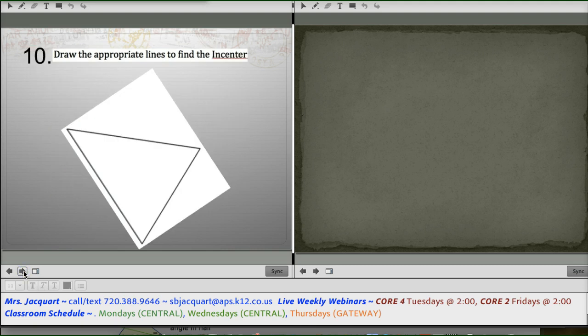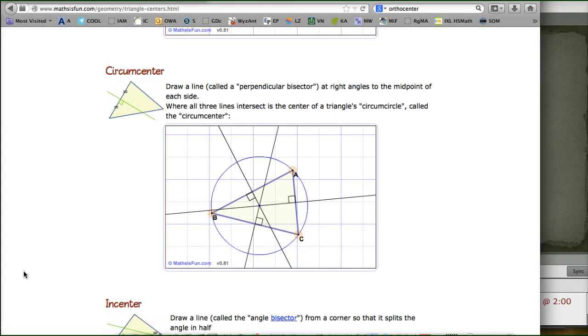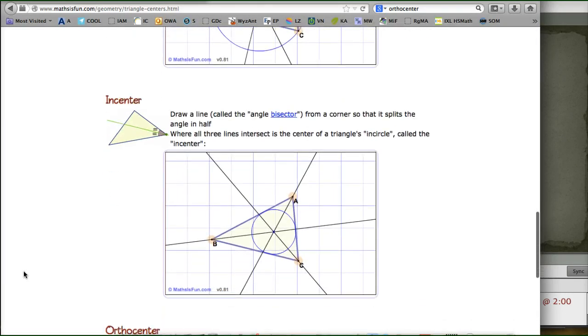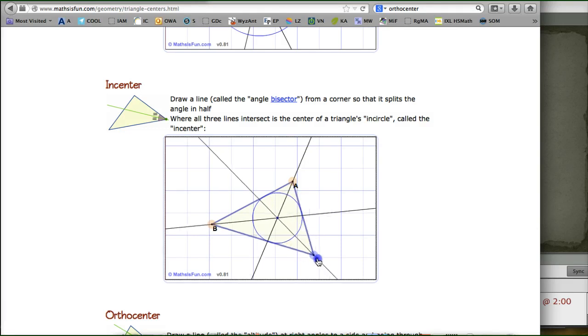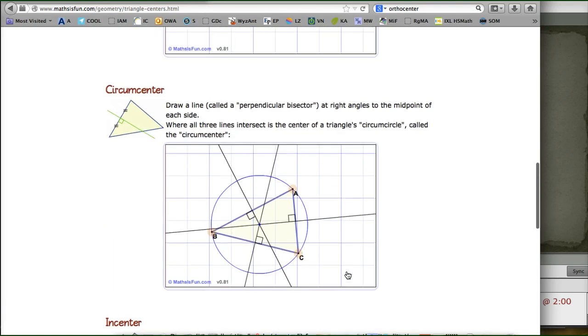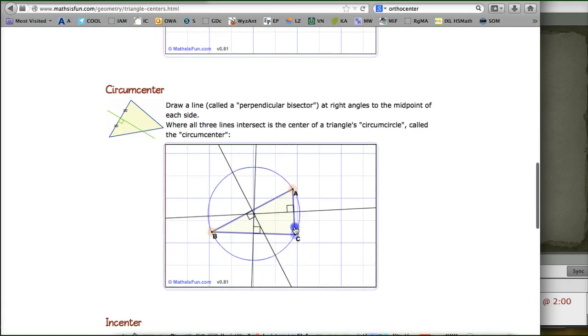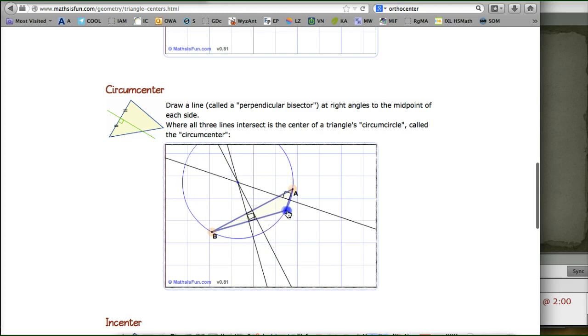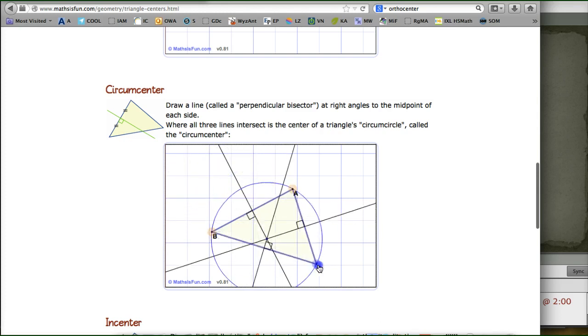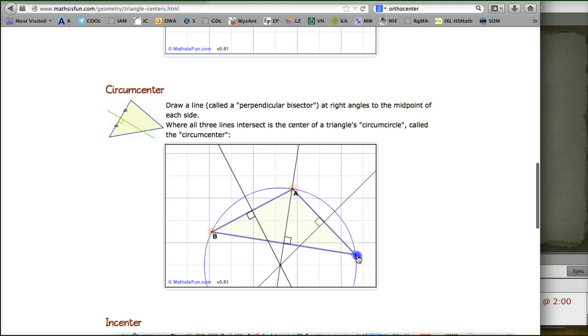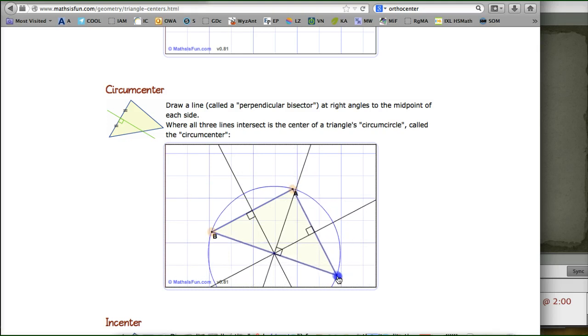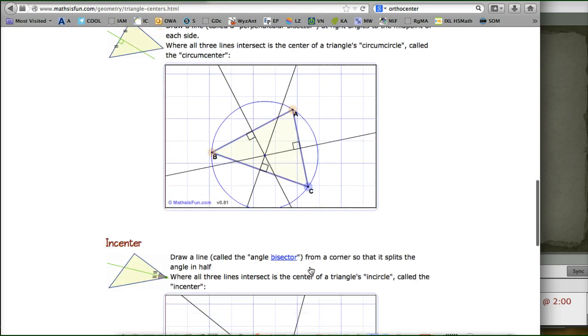Okay, draw the appropriate lines of the incenter. Let's go look at our notes because you took good notes. Let's go back and talk about this circumcenter just real quick. See how that center moves to the outside and moves to the inside? If I have an obtuse angle, it's going to be on the outside. If I have a right angle, it's going to be on the triangle. And acute angles will be inside.